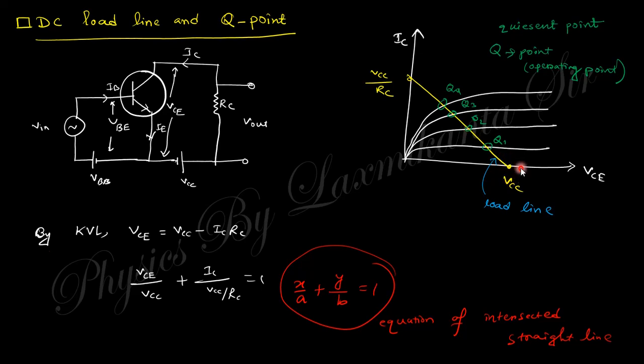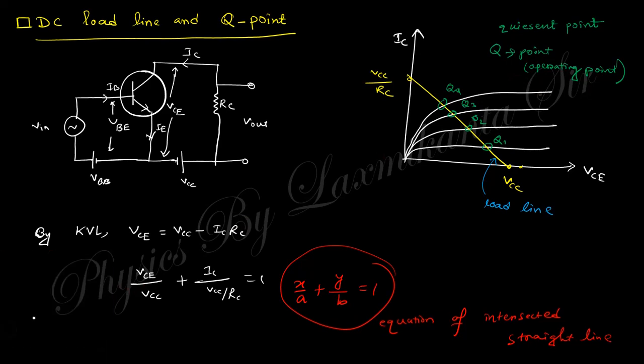At that point you can see IC is 0. In this figure, if IC becomes 0, the voltage VCE is VCC. And if VCE is 0, the current is the maximum current, that is VCC by RC. If you find these two points and join them, you will get the load line. Previously we obtained the output characteristics. The white color is the output characteristic, and this yellow color is the load line. The intersection of the output characteristic with the load line is known as the quiescent point or operating point. That is the Q point.